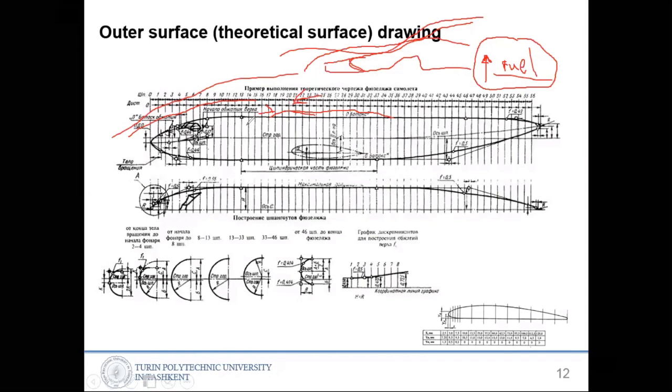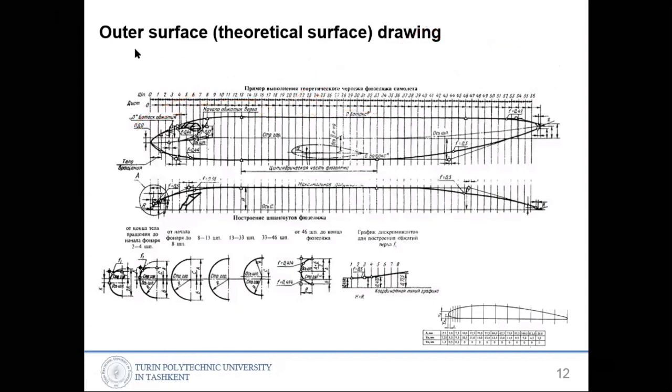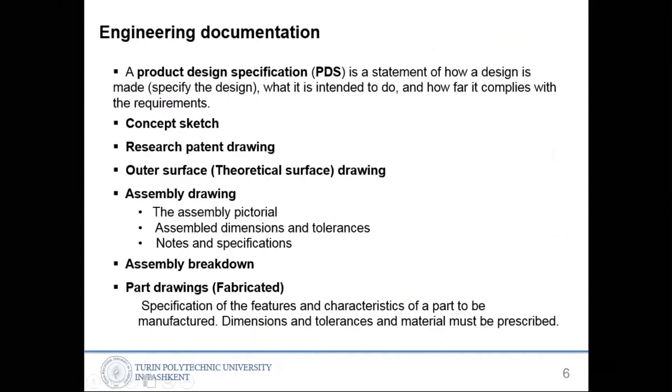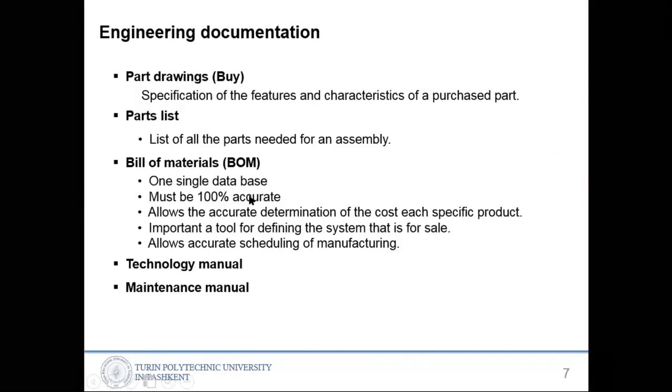Then they're going inside. They're designing the outer shape and then they're designing the inner shapes. So they need a water surface, or a kind of theoretical surface drawing. Then we need an assembly drawing. The assembly pictorial or assembly dimensions and tolerances, notes and specifications. So how does an assembly look like?